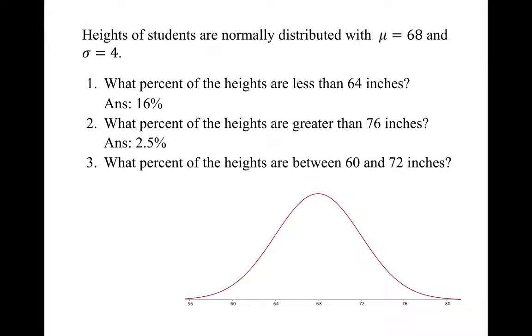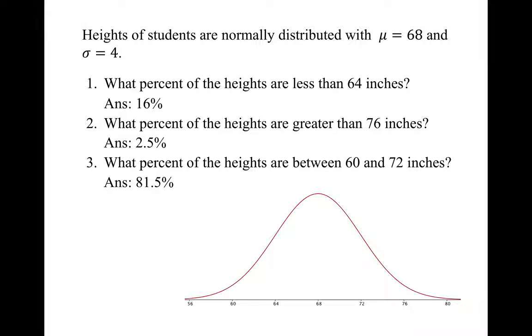Okay, what percent of heights are between 60 and 72? So 60 represents 2 standard deviations below the mean, and 72 is 1 standard deviation above the mean. The probability of being in this tail is 2.5%, and the probability of being in this tail is 16%. If you add those together, 2.5 and 16 is 18.5%. But we want what's left over, so 100 minus 18.5% gives us about 81.5%.